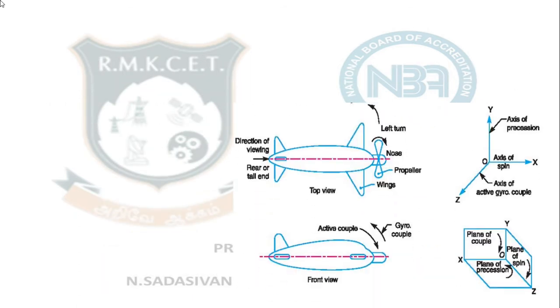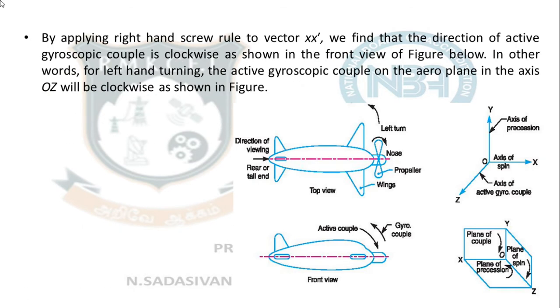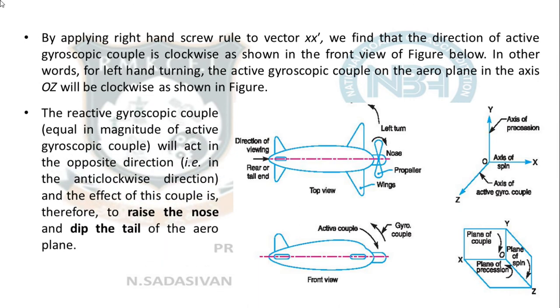When you take an aircraft with a propeller going around in clockwise direction and take a left turn, your nose will go down and the tail will go up, something like that. Clear? We'll have a tabulation of that. By applying the right hand screw rule, all these technical things will explain a lot. It's very easy to understand. The reactive gyroscopic couple will act in the opposite direction, so the effect of this couple is to raise the nose and dip the tail of the aircraft.